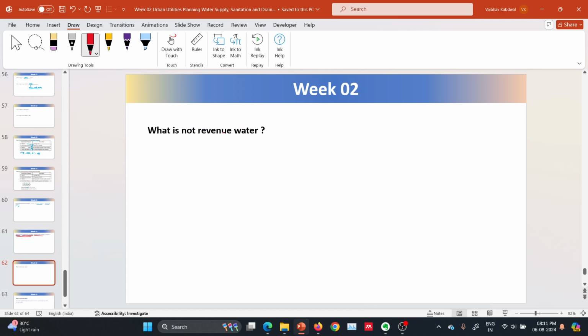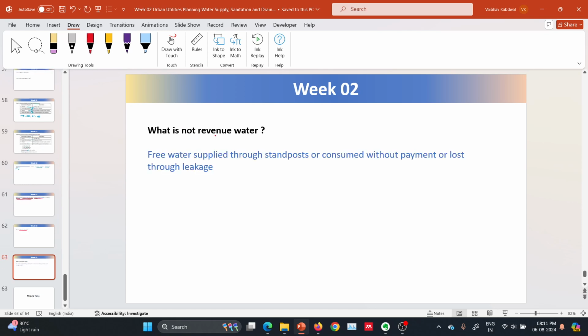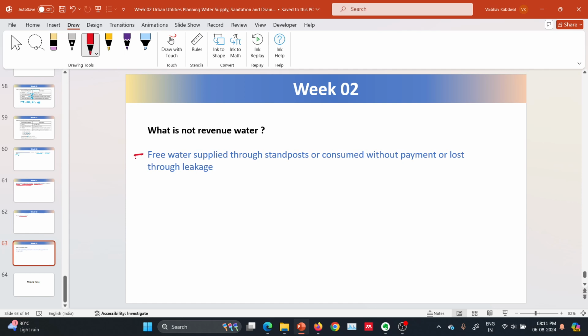What is non-revenue water? Non-revenue water is free water supplied through standposts and consumed without payment or lost through leakage. So this is the water which is supplied through standposts or consumed without payments or lost through leakage. So this is the non-revenue water.